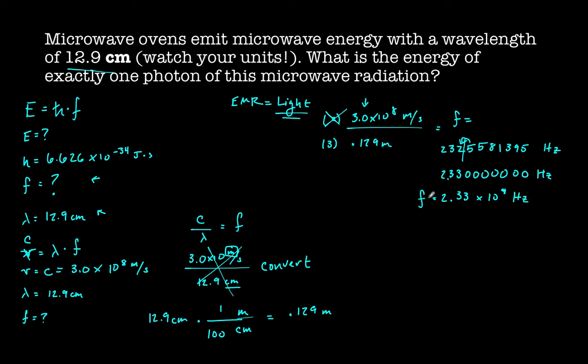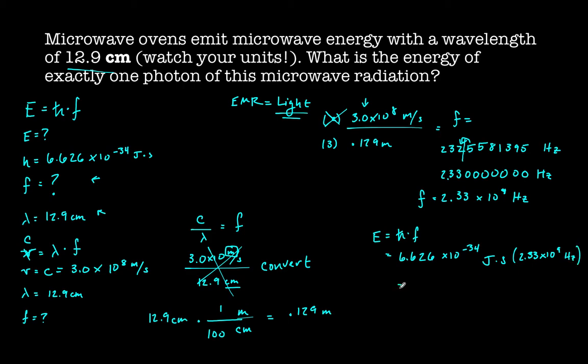So if this is my frequency now, then the very last step is to plug it into my energy formula. I'm going to say E equals h times f. Again, just rewriting it, making sure that all of my ducks are in a row. I'm going to write it as 6.626 times 10 to the negative 34th joules per second multiplied by my frequency, 2.33 times 10 to the 9th hertz.